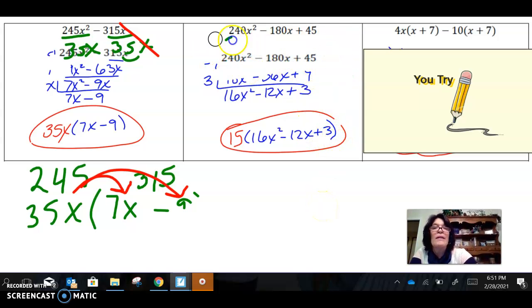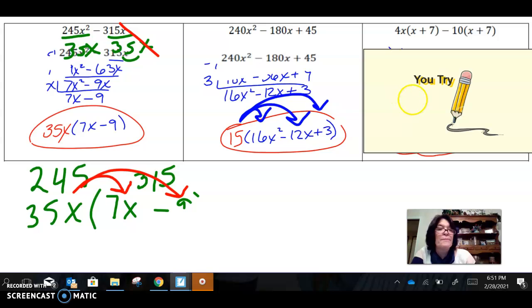And again, I would check, make sure I'm right. I'll take 15 times 16x squared, I get 240x squared. I take 15 times 12x, I get 180x. I take 15 times 3, I get 45. Okay, so that'll show you how to work those that way.